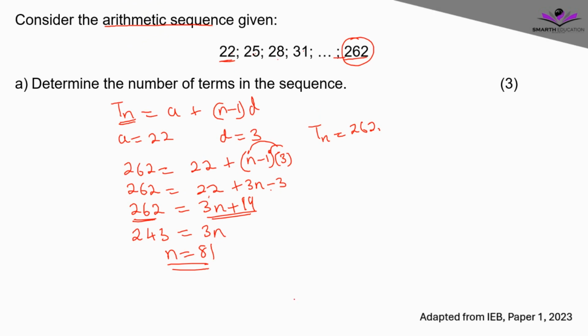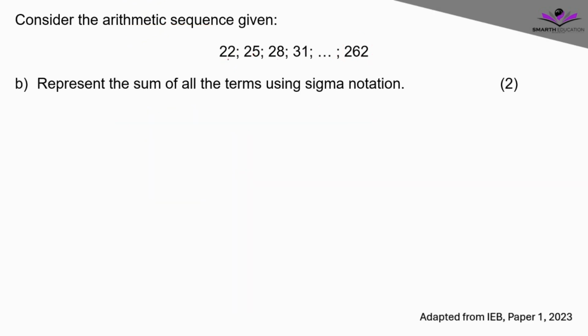Okay. Right, let's do B. We have to represent this arithmetic sequence using sigma notation. Remember, sigma notation will have n is equal to 1 here, and for the top, we got that we have 81 terms, so we're going to put 81 there. Then what comes here is the general term, the Tn. Remember, we managed to get Tn in the previous question.